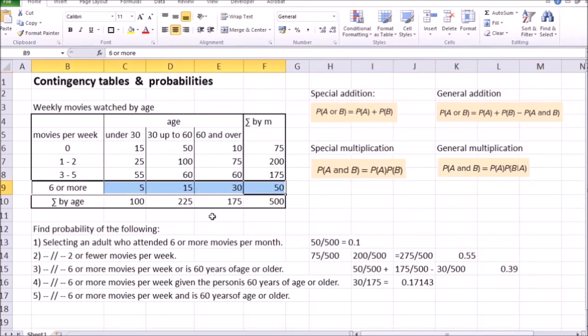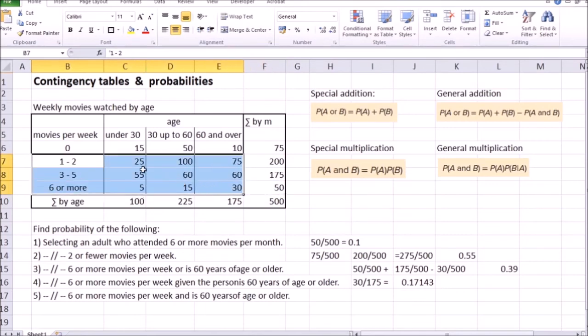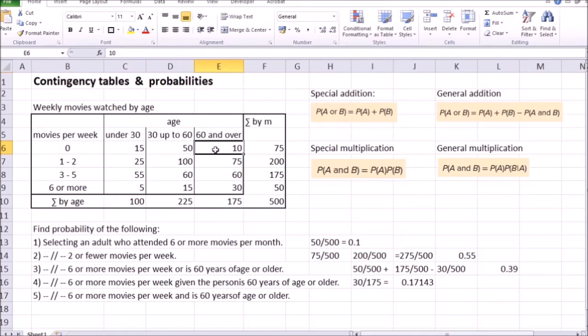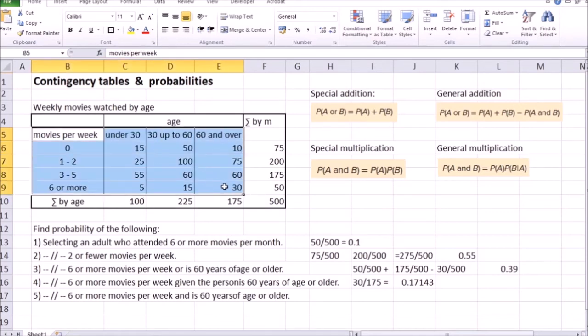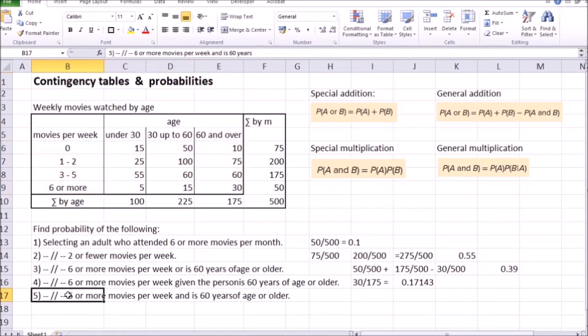Looking at frequent movie watchers, we see that usually the age does affect the number of movies people watch. In most of these rows, the youngest generation usually watches the fewest number of movies, except of course for the zero movies category, where the older generation has the smallest representation. I think generally what this table shows is that those who are under 40 don't watch as many movies. So the age and number of movies watched per week are not really independent in this case. So we're going to use the general multiplication rule to find the answer to problem number 5.